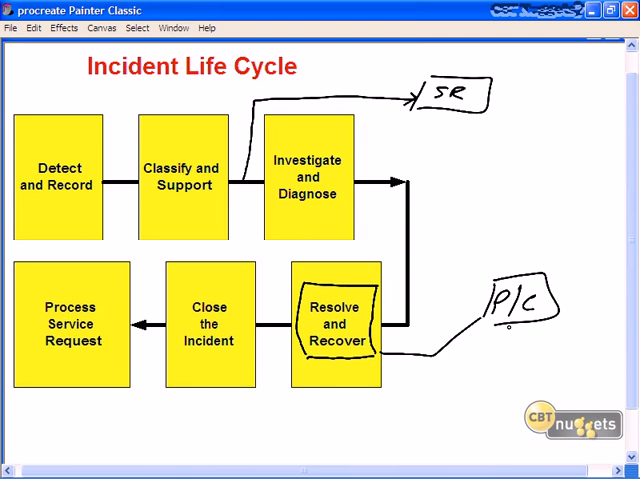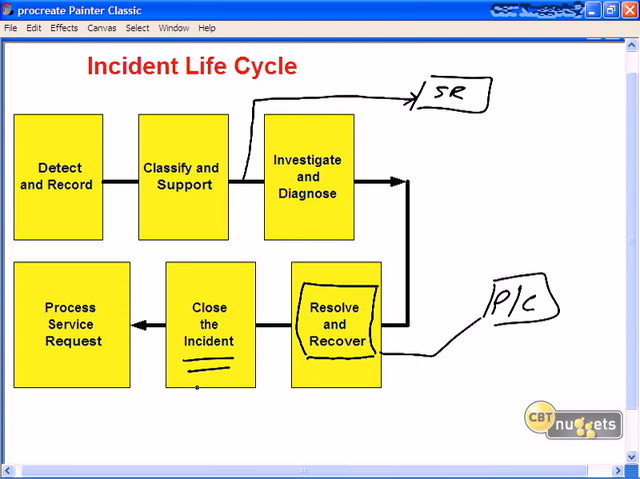Once that's in place, we've got closure. Everybody wants closure, in a relationship, in life, and of course in incident life cycles. The user is asked if they're satisfied with the solution, and then you close the incident. There may be some follow-up, maybe through a survey or questionnaire, to help improve this process.